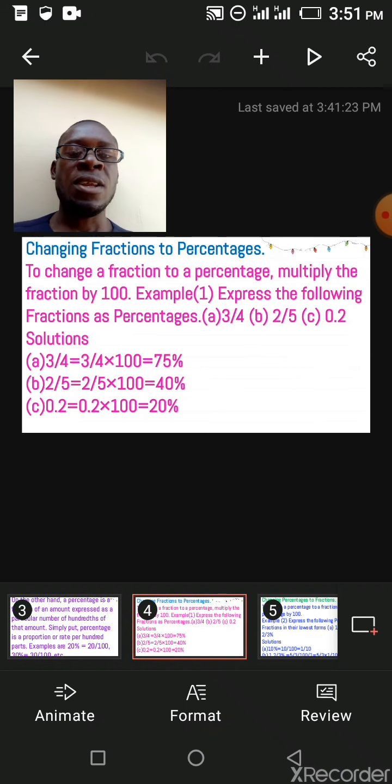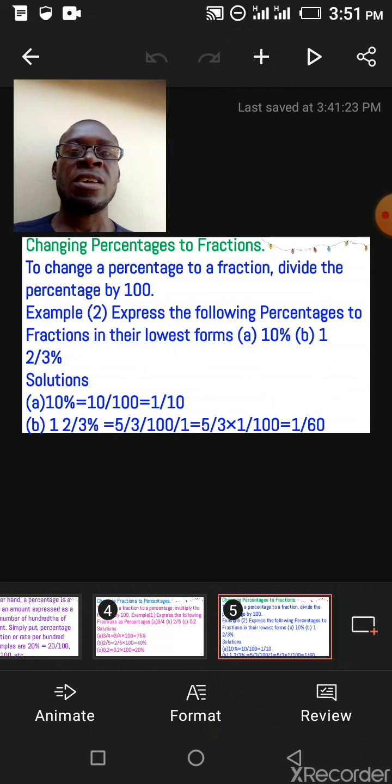The next is changing percentages to fractions. To change a percentage to a fraction, divide the percentage by 100. This is like the opposite of the other one. Example 2. Express the following percentages as fractions in their lowest forms. A. 10%. B. 1 whole number 2/3%. Solutions. A. 10% equals 10/100, which is equal to 1/10.